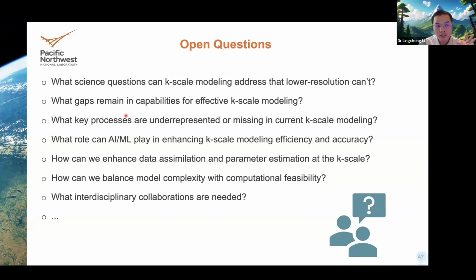And what are the key processes represented or missing in K-scale modeling, and how can we leverage AI/ML to enhance our K-scale modeling, and how do we use methodologies like data assimilation or parameter calibration to improve the accuracy of K-scale modeling, and how can we balance the complexity versus the computational flexibility? We know that K-scale calculation is still time consuming, and what interdisciplinary collaboration is needed?